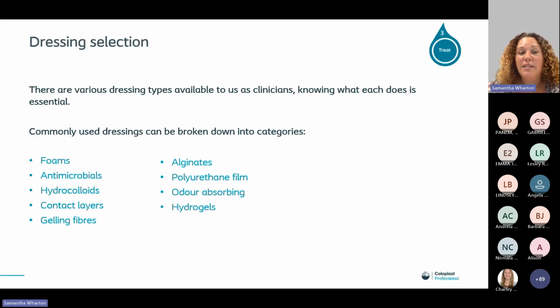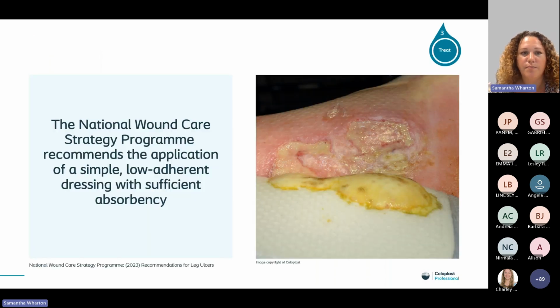There are many different dressing types available, so it's about knowing what's on your formulary or what you're able to get hold of. But some of the commonly used dressings can be broken down into different categories. So we've got foams, antimicrobials, hydrocolloids, contact layers, gelling fibres, alginates, polythene film, odor absorbing, and hydrogel. So it's really important that once you've found your treatment objectives, that you're familiar with what products you have available to you and how they work.